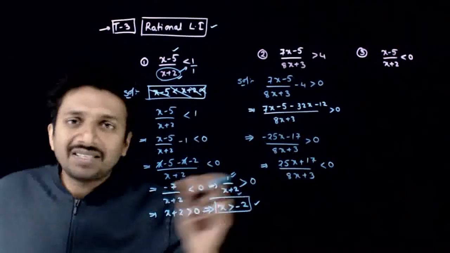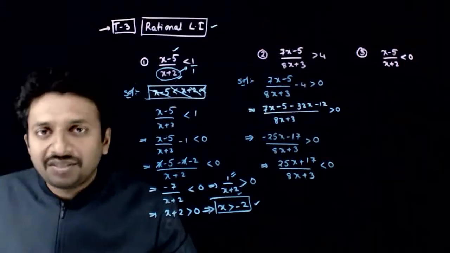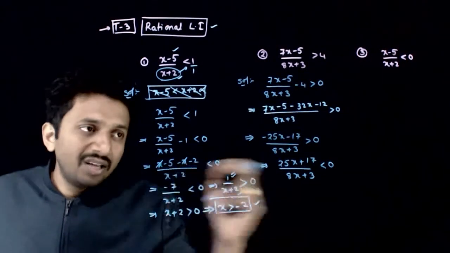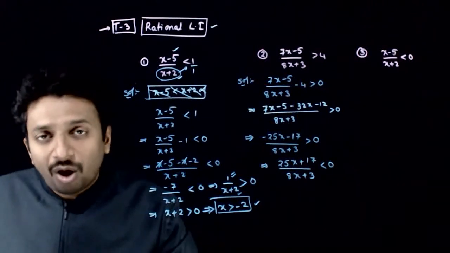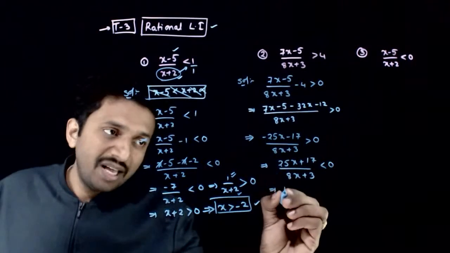So if a fraction is less than 0, what is your conclusion? Numerator by denominator is less than 0. That means numerator and denominator should have opposite signs. So this implies there are two cases now.